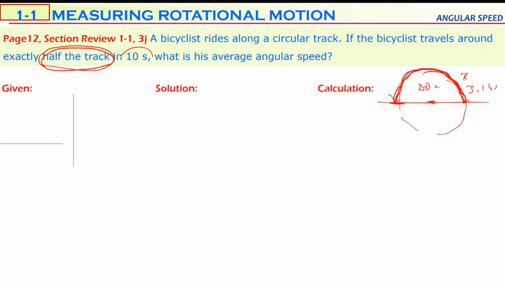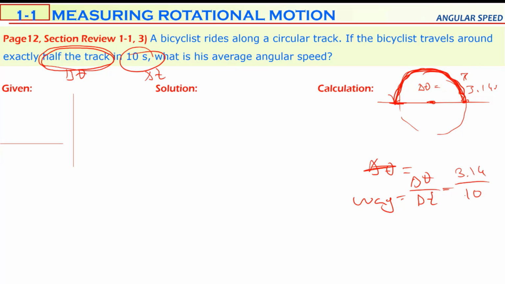In how many seconds does this take? 10 seconds. This is delta theta, this is delta t. What is average angular speed? Omega average is equal to delta theta over delta t. For half revolution, the angular displacement is 3.14 radian divided by the time interval of 10 seconds, which is 0.314 radian per second. This is the answer for this question.